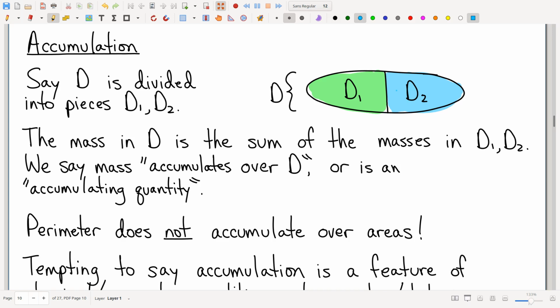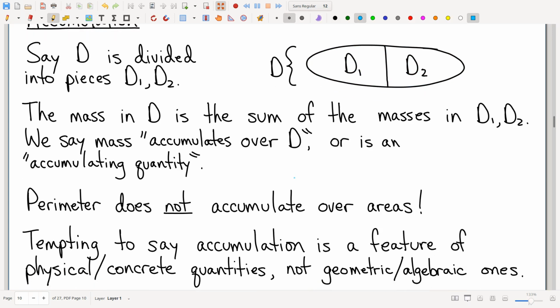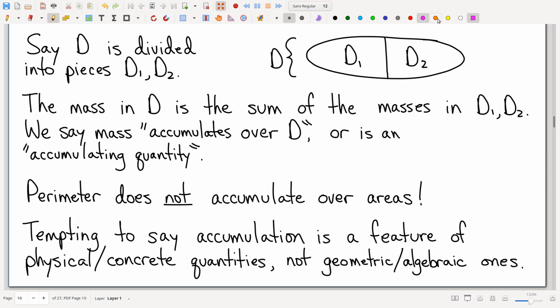And here's a related example, but this one goes the other way. Here is something that doesn't accumulate. Perimeter does not accumulate over areas. And I think it's really important to recognize that, as much as accumulation is a really nice idea, it's a really important thing to be aware of because we're going to make a lot of use of it. And every time you use an integral, you are using accumulation because the whole is the sum of the parts, right? It doesn't always work.